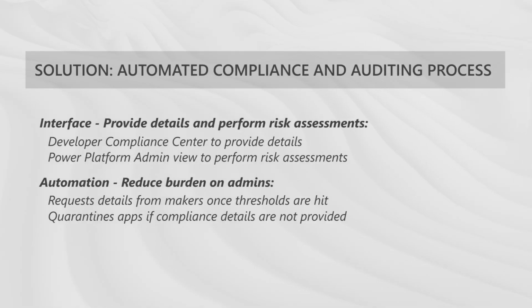And then once the maker has provided those business justifications, the admin will be notified that this has happened, and they can go and view these in the Power Platform Admin View app in order to look through the justifications that were provided by the user, see how it should be classified, and then also if it should be featured in the app catalog.